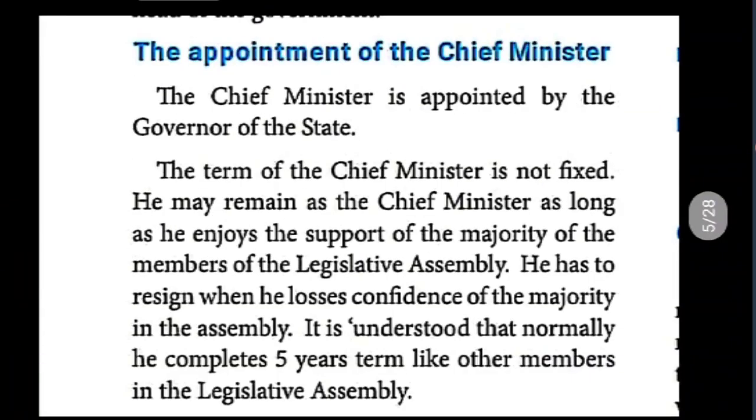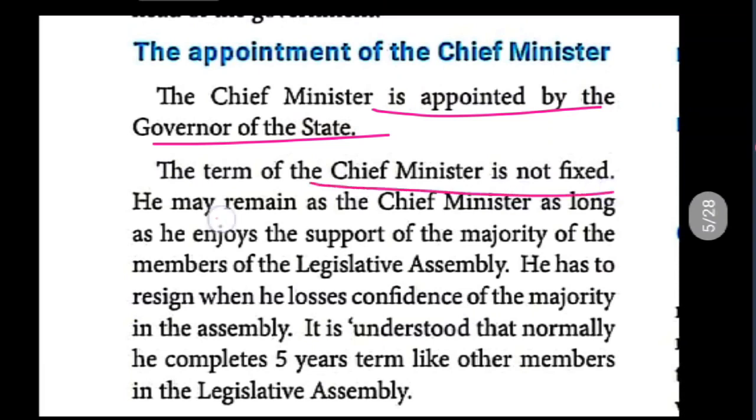The paragraph on the appointment of the chief minister is given on page number 262. You can check it. The chief minister is appointed by the governor of the state. Do you know the governor's name? Banwari Lal Purohit. That person, the governor, appoints the chief minister. How many years can he continue as chief minister? Five years? No, the duration is not fixed.